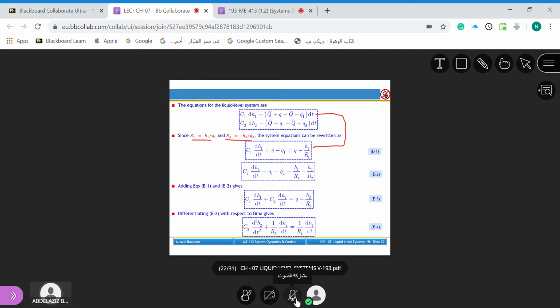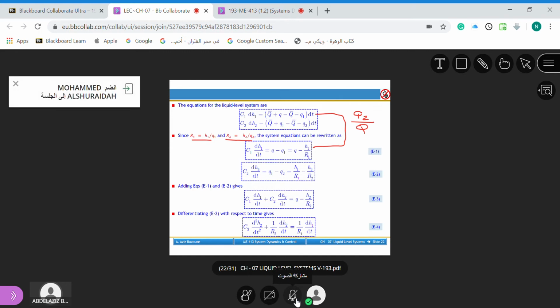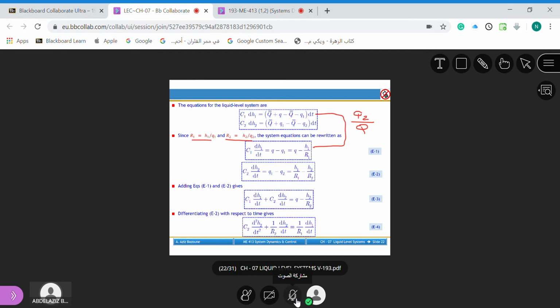Remember, we want to arrive at the relation Q2 over Q, which means the output flow rate over the input flow rate, where Q2 is the output and Q is the input. Similarly, we find the equation for the second tank: C2 dH2 over dt will be Q1 minus Q2, or H1 over R1 minus H2 over R2. Remember, Shabab, here we need to find the relationship between the output and input using the physical quantities.